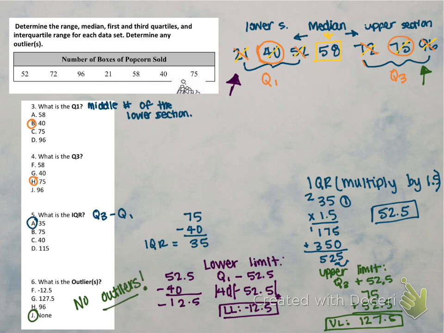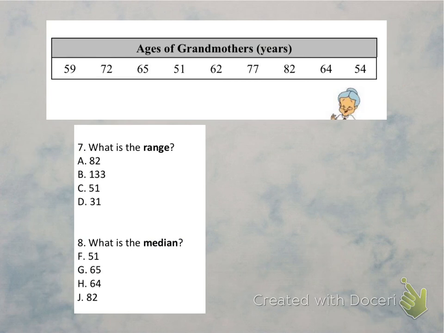Okay. Let's go ahead and go to the next one. So ages of grandmothers. It wants you to find the range and the median. So remember, your range is your greatest number minus your least number, and your median is your middle number. Go ahead and press pause. Look at numbers 1 and 2 that we just did. Press play when you have both these answers.